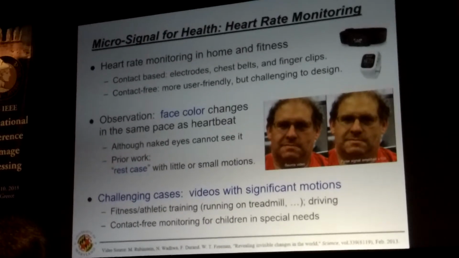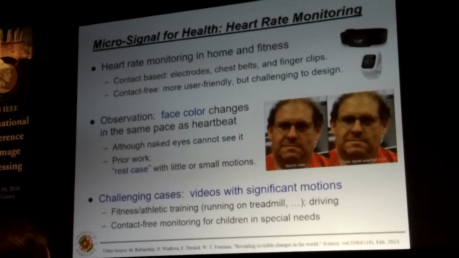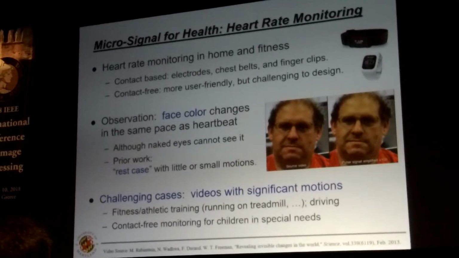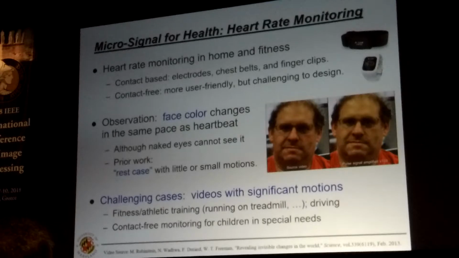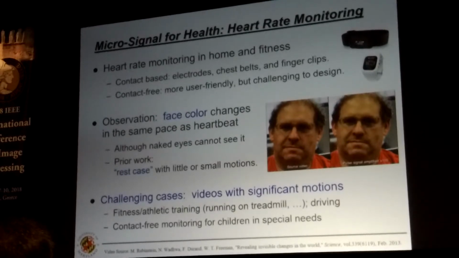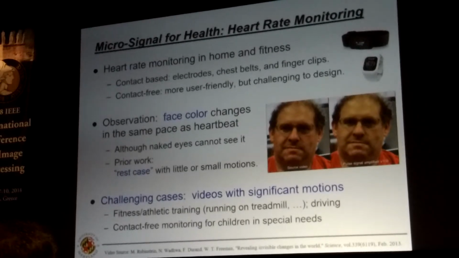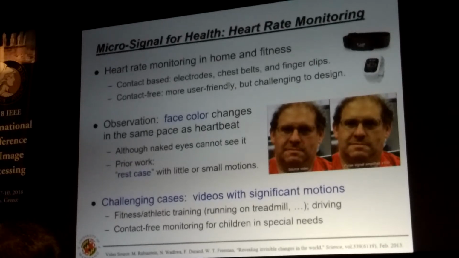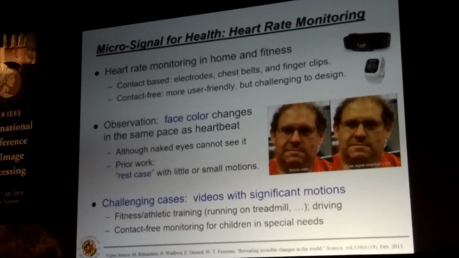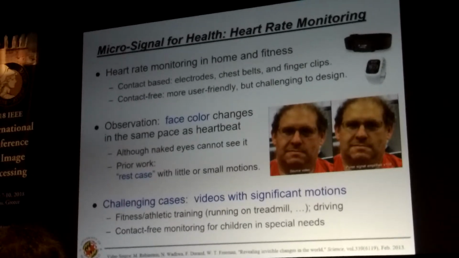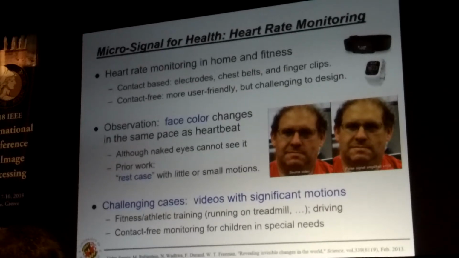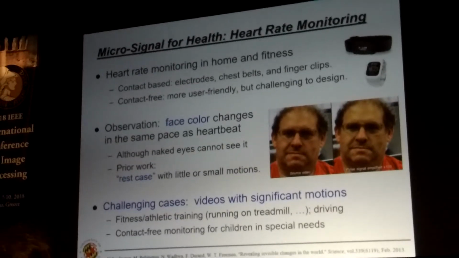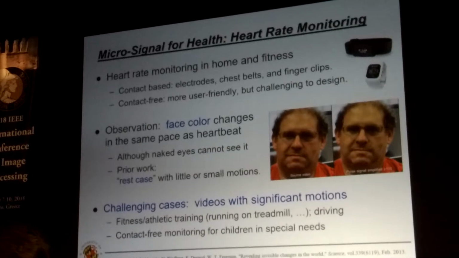But the vast majority of the work are considering the rest case. That is a medical term describing that the person is sitting there pretty much still. When you don't have much movement, frame by frame, when we look at the region of interest in the facial skin area, we see the color changes, and we can do frequency analysis to derive the heart rate information.